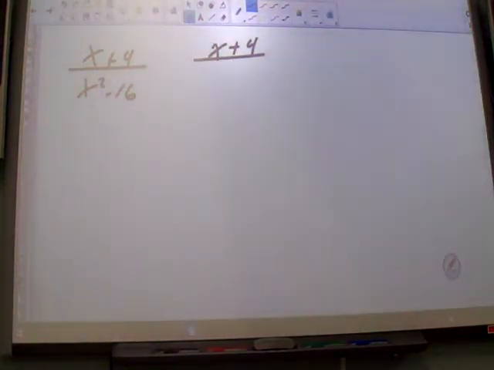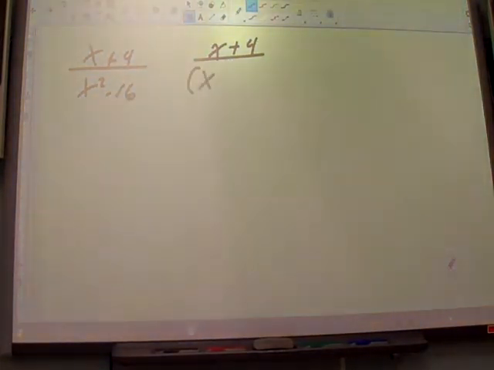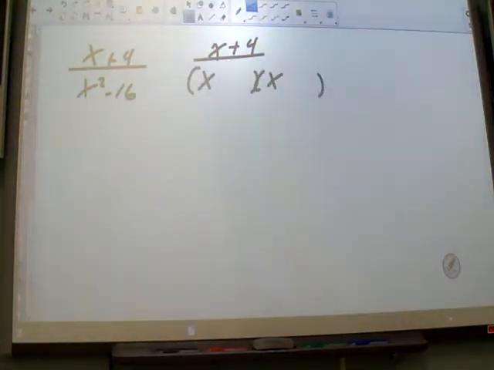Very good. Laney Joe, remember difference of squares. X squared is a perfect square. 16 is a perfect square. So you take the square root of both of them. And one gets a plus sign and one gets a minus sign.